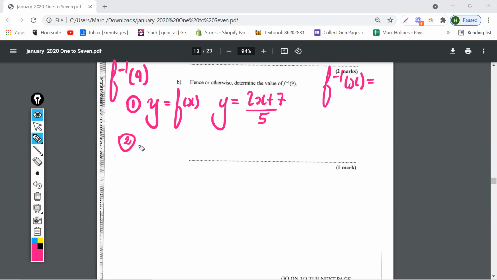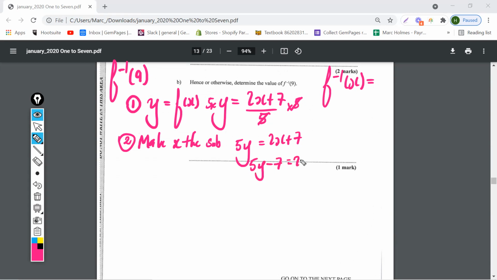The second step is make x the subject. So I have to multiply both sides by 5 to get rid of the 5 down here. This ends up being 5y is equal to 2x plus 7. 5y minus 7 is equal to 2x. So if we divide both sides by 2, we're going to get 5y minus 7 over 2 is equal to x.